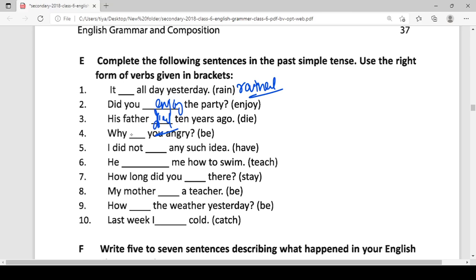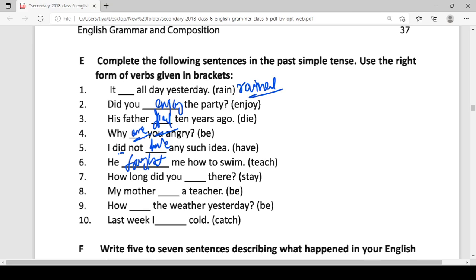Why are you angry? Okay. I did not have any such idea. Why are we using have here? Because with did, we need to use the present form of the verb. Okay. He taught me how to swim. So he taught me. The second form of teach is taught.